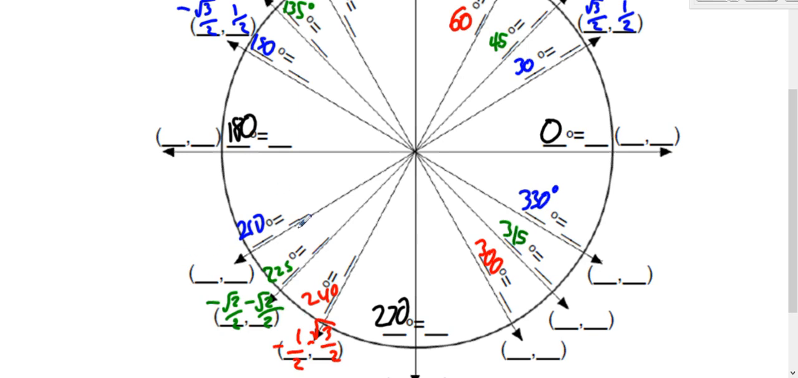210 was a 30-degree reference angle, so that's your ring finger. So it's 3, 1 over 2 over 2, both negative because we're in quadrant 3.